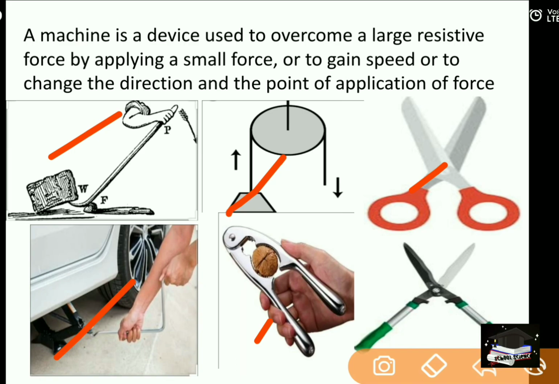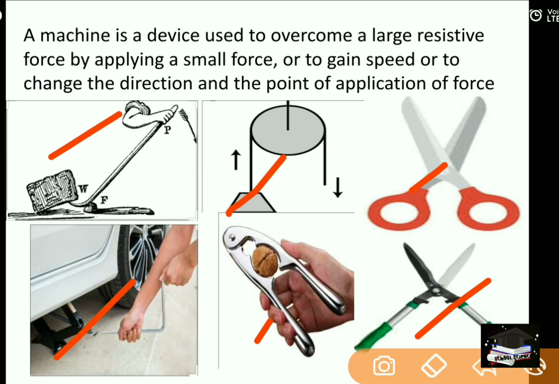Because it is very hard to open it by hand, almost impossible. And it's called shears, which is used to cut tin, or it is used as a gardening tool also. There are many more examples of a machine. You can find out some of them.